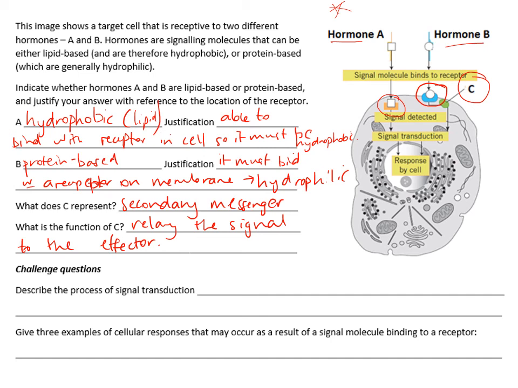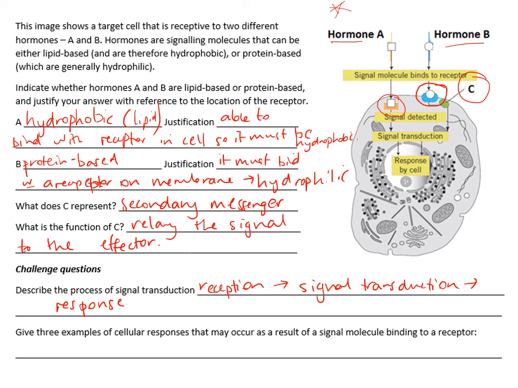A couple of challenge questions there. Describe the process of transduction. So you would need to actually explain each of these. So a signal is received by a receptor. A series of events occur inside the cell, and then the response is carried out by the effector.